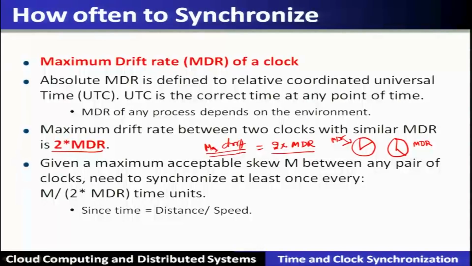Now, given the maximum acceptable clock skew, that is m, as you know, the time between any pair of clocks. Therefore, the time duration when they are required to be synchronized will be this m divided by this drift, that is 2 times MDR. So, this is the interval when the clocks need to synchronize. After every such interval, the clocks need to be synchronized.